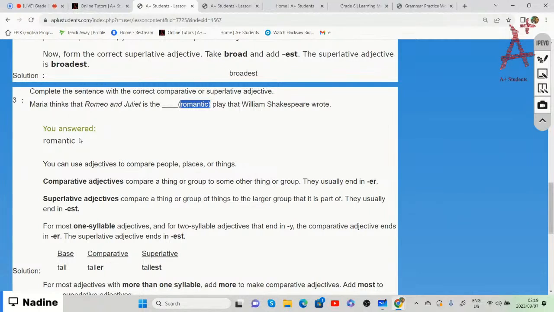So Maria thinks that Romeo and Juliet is the most romantic play that Shakespeare wrote, because we are specifically using most as a superlative adjective, because Romeo and Juliet is being compared to basically all of the plays that William Shakespeare wrote.